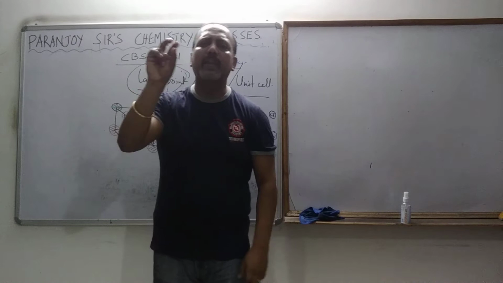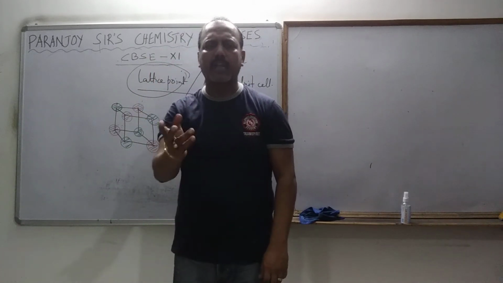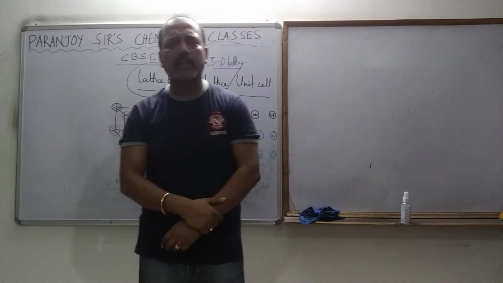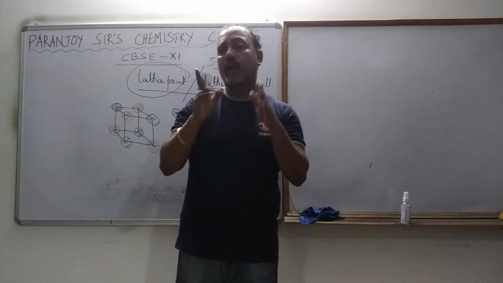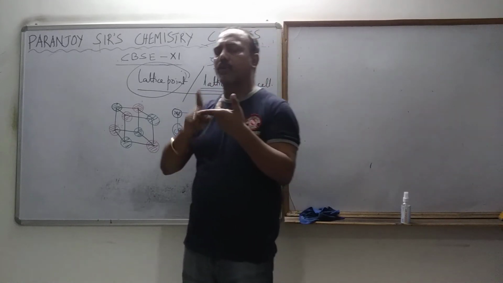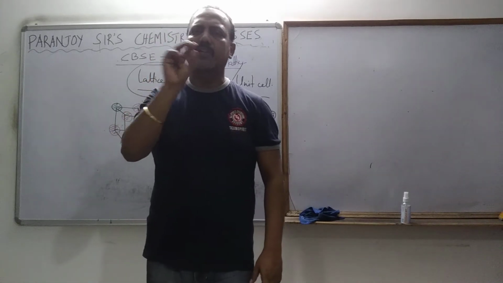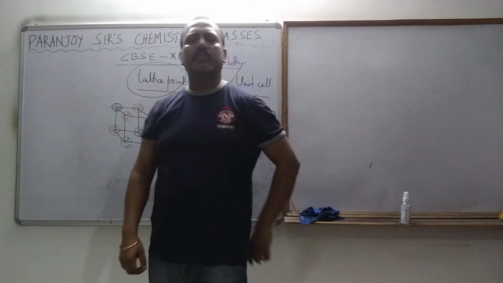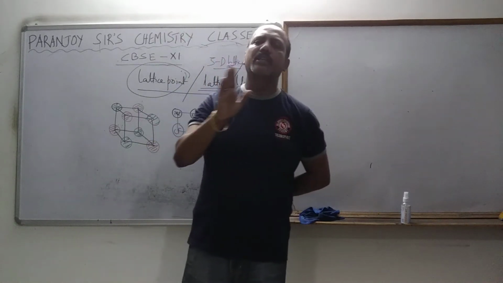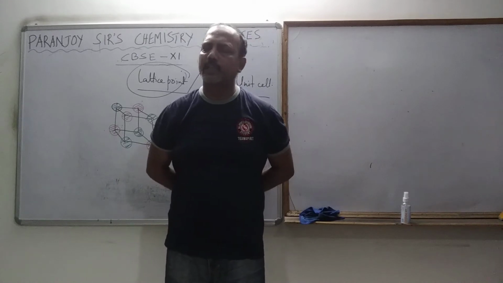These unit cells are made with the constituent particles, whatever particles are there. It can be ion, it can be molecule, it can be atom, whatever it is. They are made up of constituent particles. So what is unit cell? Tell me now, what is unit cell? It is the smallest part of the crystalline solid. Smallest three-dimensional part of the crystalline solid, which is repeated in all three directions to give us the complete crystal or complete lattice. Clear?